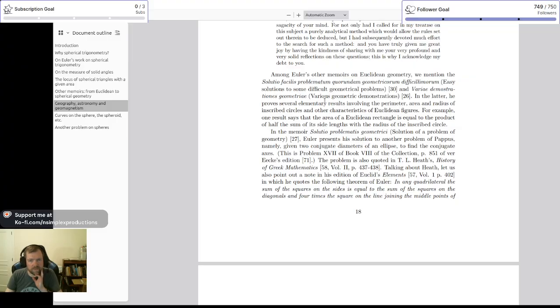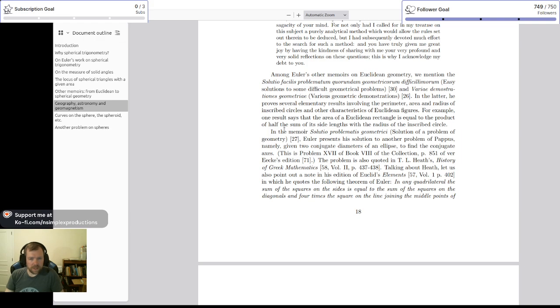In the latter, he proves several elementary results, including involving perimeter, area, and radius of inscribed circles and other characteristics of Euclidean figures. For example, one result says the area of a Euclidean rectangle is equal to the product of half the sum of its side lengths with the radius of the inscribed circle.